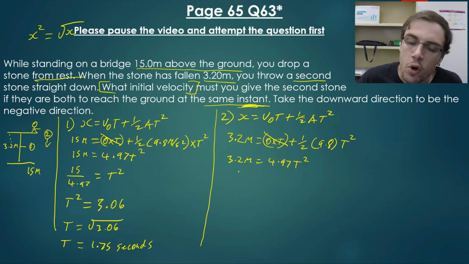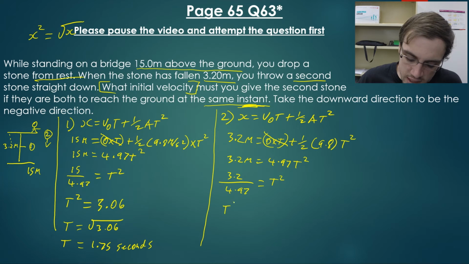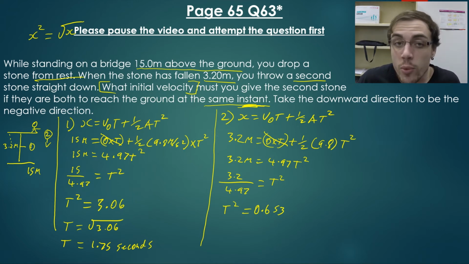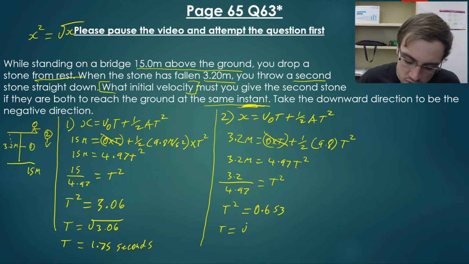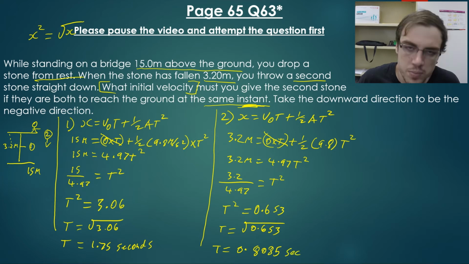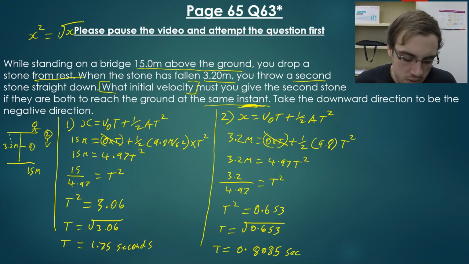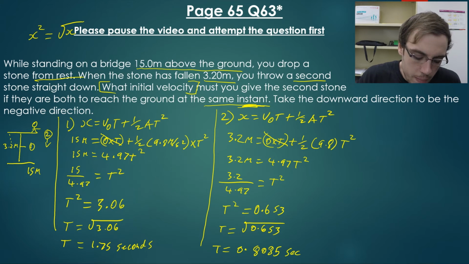So this is a multiply. We're going to move this over to form a divide. So we're going to have 3.2 divided by 4.97 is equal to t squared. We solve that, and that's going to give us t squared is equal to 0.653. Because we've got our squared here, we take the square root. So t will equal the square root of 0.653. And that will give us a total time of 0.8085 seconds.